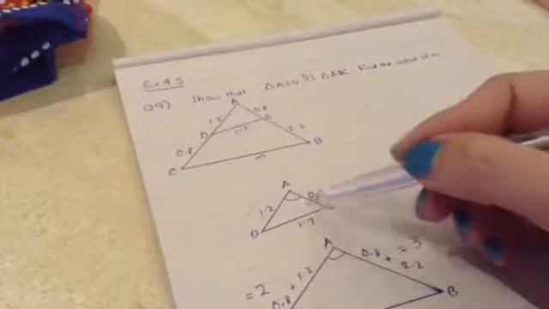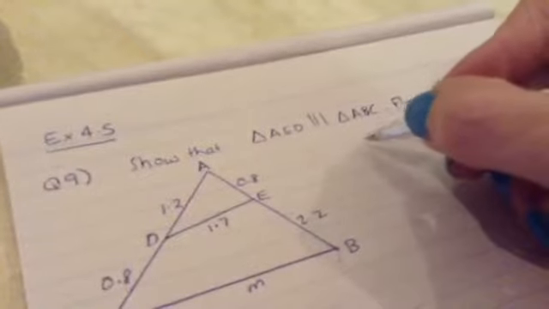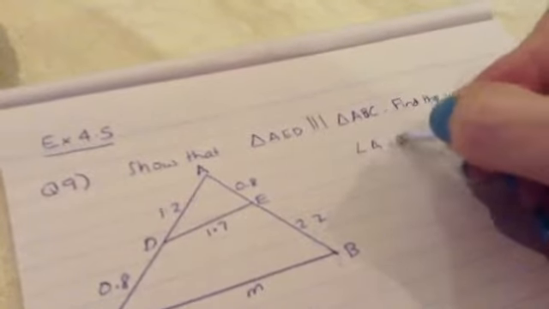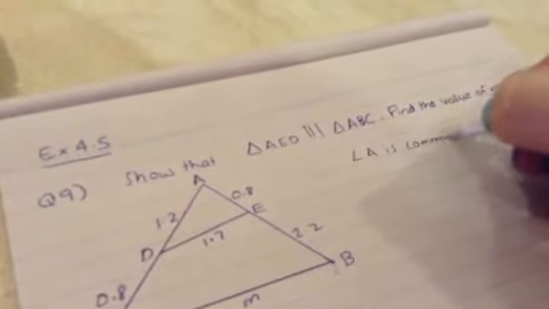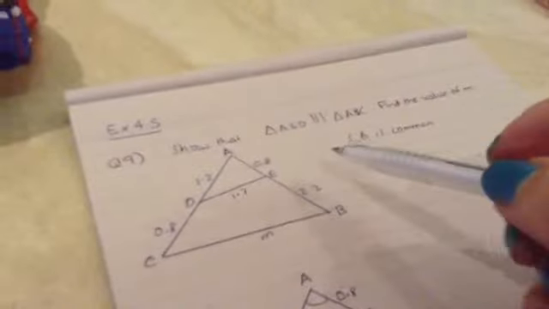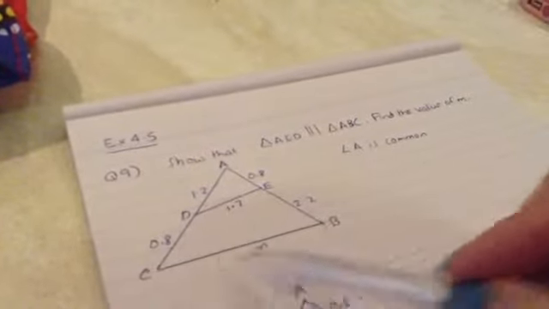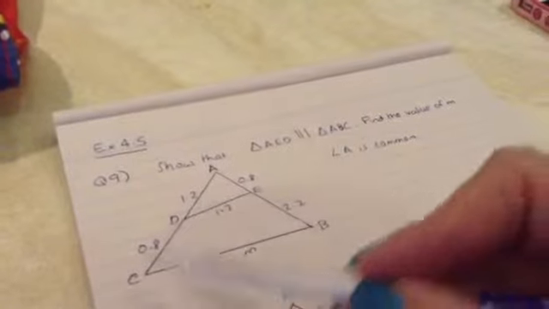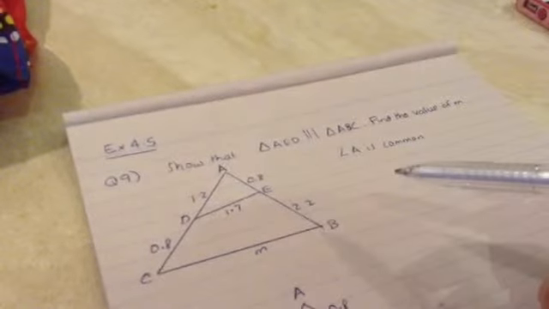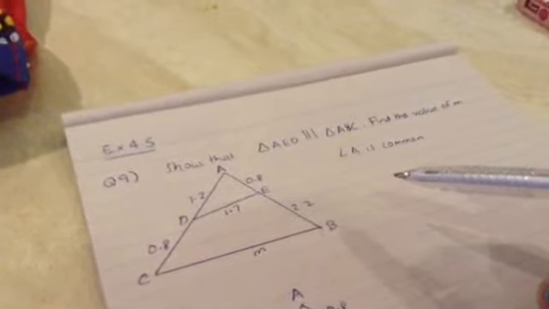We know that angle A is common, so we'll write that down. Now, I know in other diagrams you've seen these two lines being parallel and therefore you could state that there are corresponding angles, but that's not the case in this one. So you have to rely on the sides.